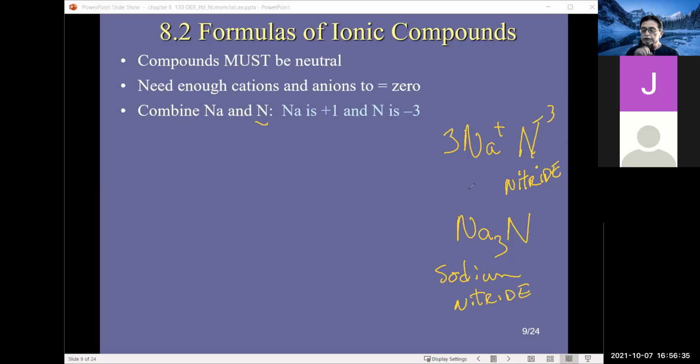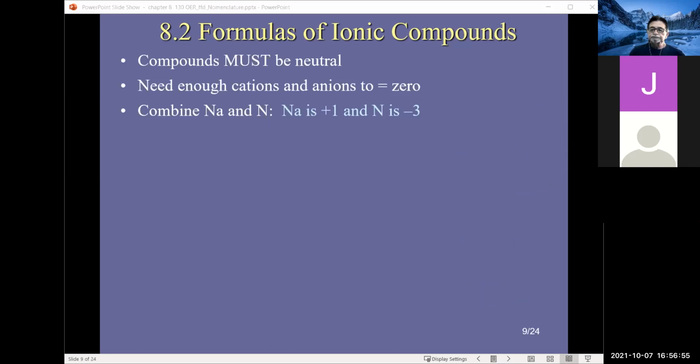Now, by convention, when we write formulas, the metal is always written first, followed by the non-metal. Okay, so you'll always see the metal first, followed by the non-metal. I shouldn't say always, 99.99% of the time. All right, with that, we come up with the following formula. Na subscript 3 N. And that is the correct ratio that these atoms come together to give you the formula.